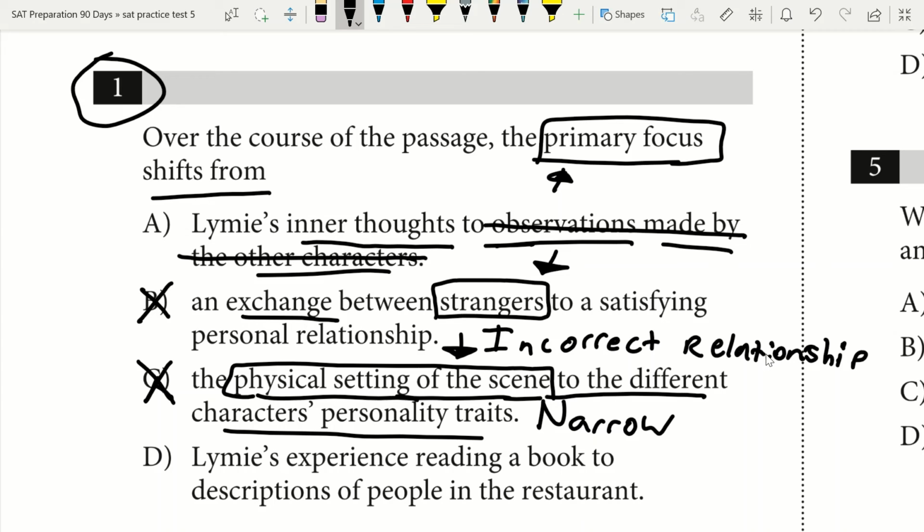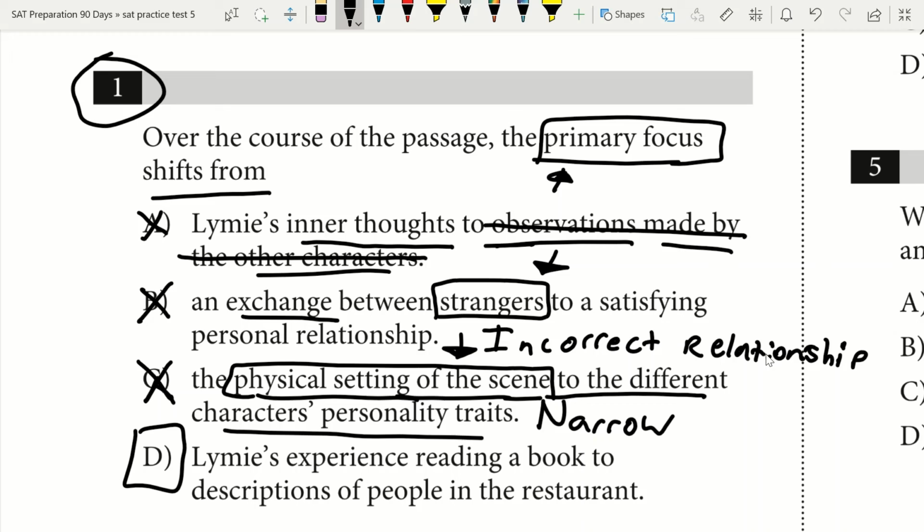Okay, so any observations made by other characters, that's impossible because no other characters are making observations. So A would be incorrect because it's just an incorrect statement. It's not related, it's off topic, and it's just not true. So it's not a reverse relationship, it's just not true. So A would be incorrect there. B is obviously going to be our correct answer then.